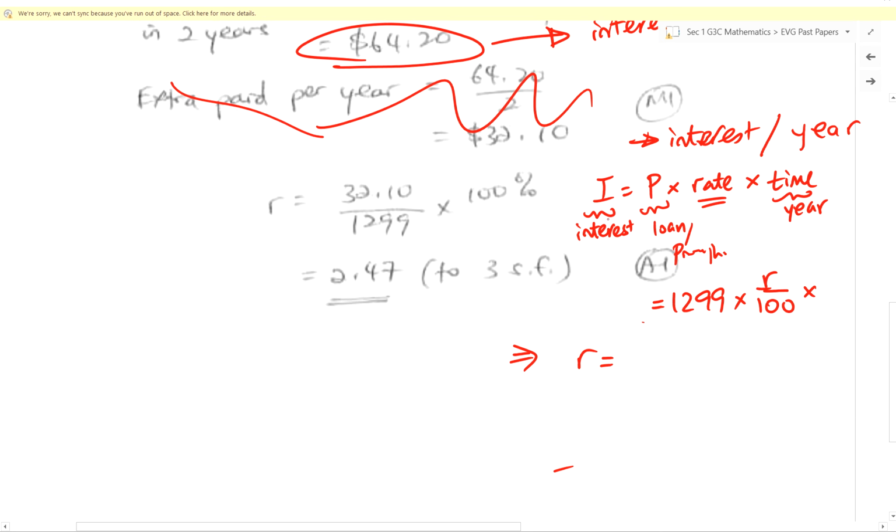So the interest will be 64.20. The principal, which is the loan, doesn't change. The rate, we still do not know, multiplied by the number of years, 2. So the value of R will be 64.20 divided by 2. That's how we get our $32.10, and we further divide it by 1299 over 100, and we still get the same answer of 2.47.